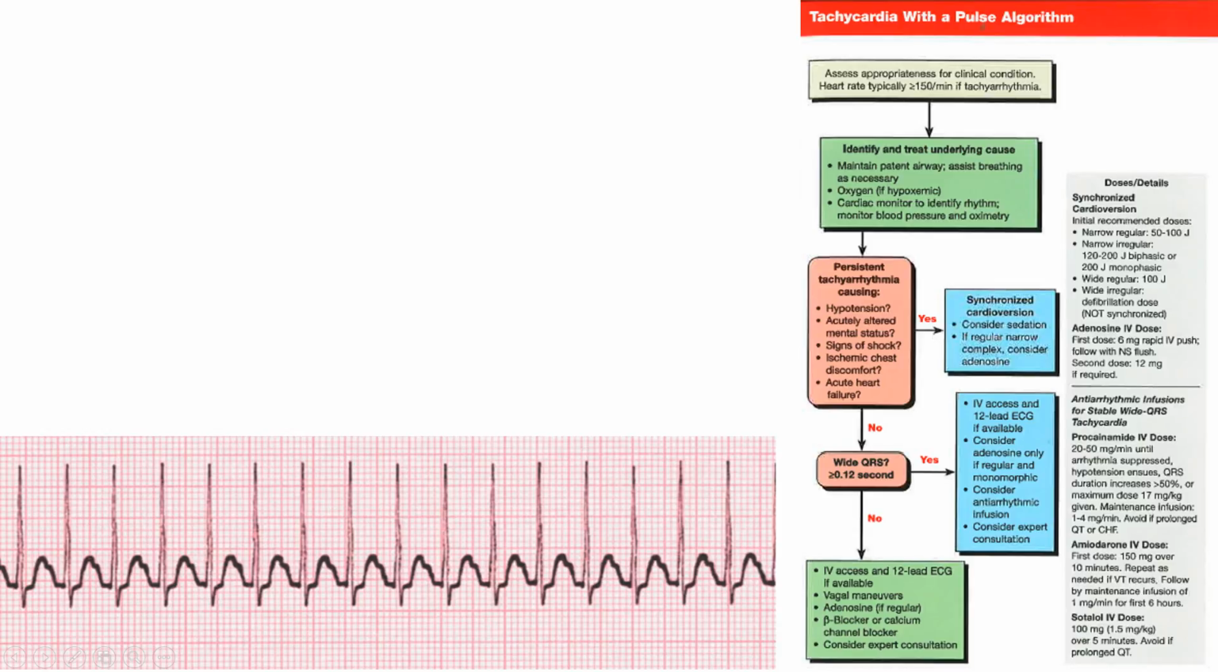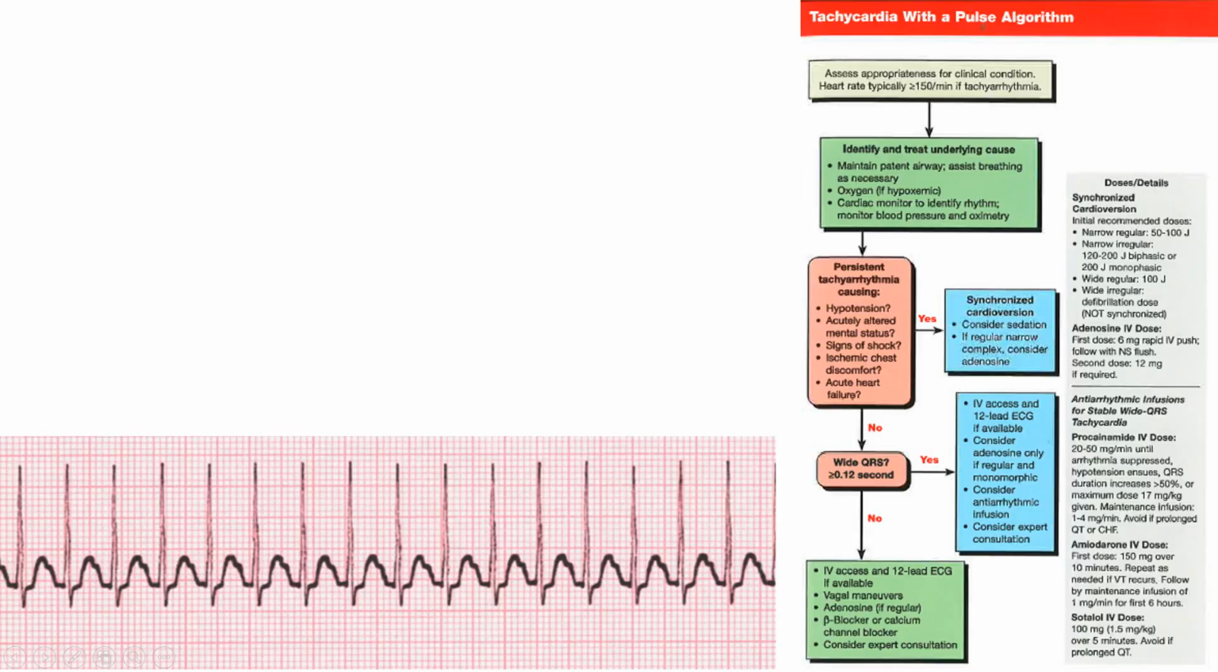So again, you only give adenosine if it's regular, okay? In this case it says regular, narrow. So it's a little bit different here. All right, so I think we've gone through this whole algorithm pretty well. Now what we're looking at is what is synchronized cardioversion.